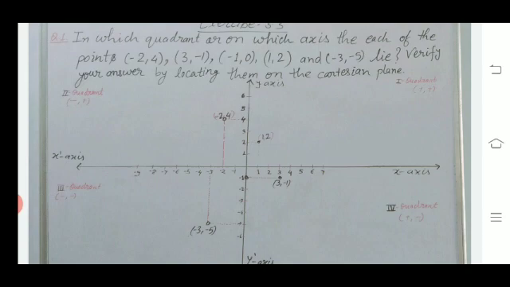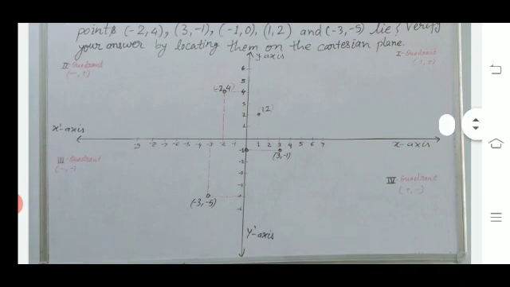And here we will indicate by a dot (1, 2). Both are positive, means first quadrant. Then (-3, -5): both are negative, so it lies in the third quadrant.